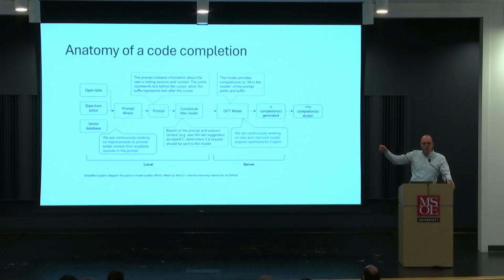How does it do those code completions? Basically, it's taking any open tabs that you have. It's taking data from the editor. It's taking stuff that might be in a vector database that's been saved. It also may have a prompt library. It's generating the prompts, and then generating a couple different potential code completions, sending them through the GPT model, and then showing them to you so you can pick which ones you want. Some of that stuff is happening locally, some of it's on the server.